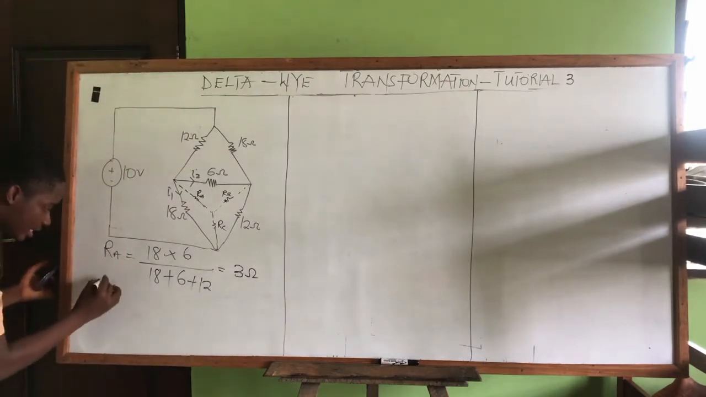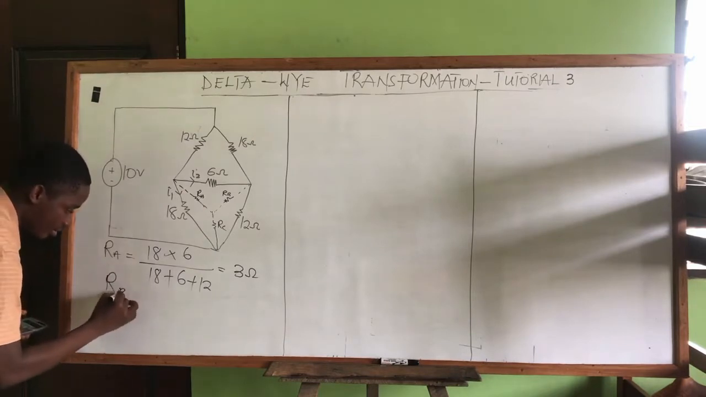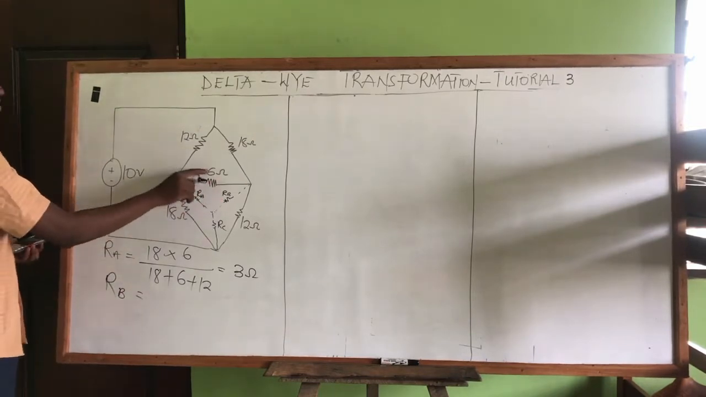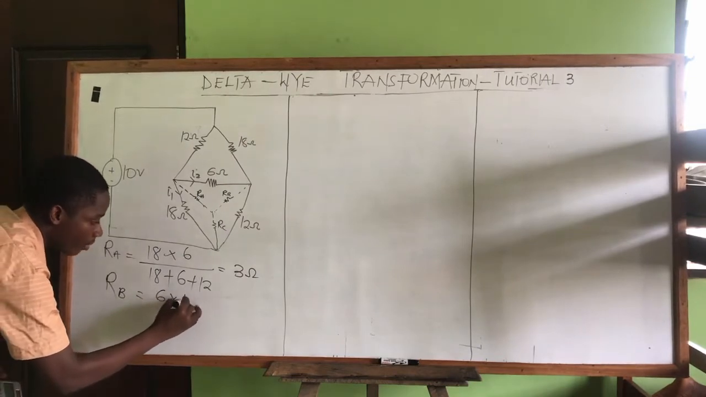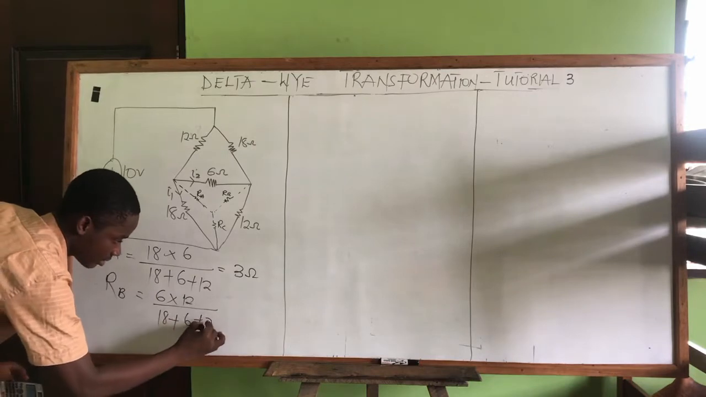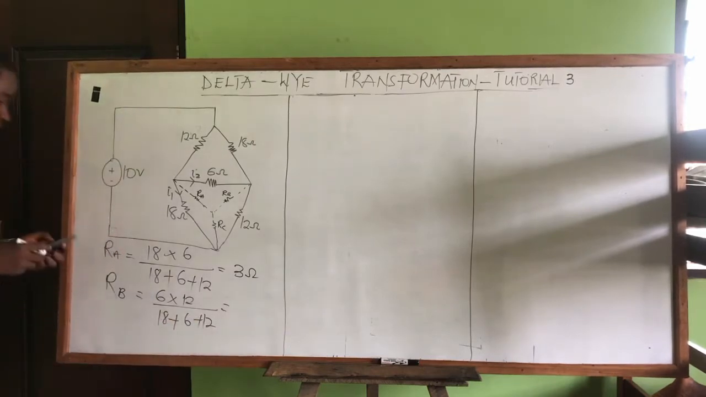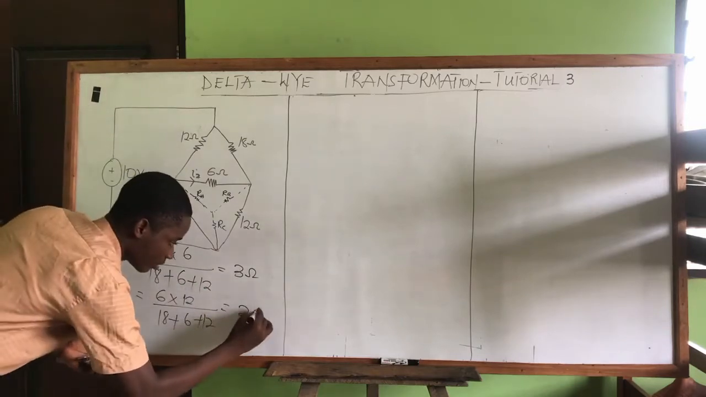Next we find the next Y resistor, RB. RB is between 6 and 12. So we have 6 by 12 over 18 plus 6 plus 12. The denominator is the same for this transformation. So 6 by 12 over the sum gives us 2 ohms.